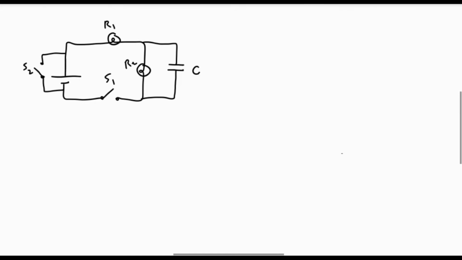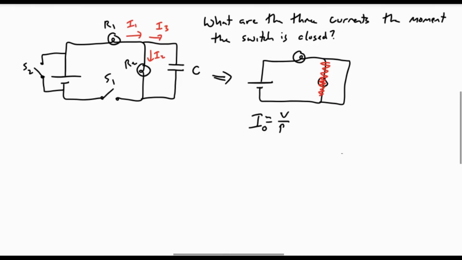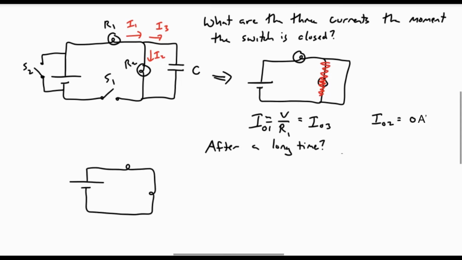Now let's take a look at our second circuit, where the capacitor is in parallel with one of the two bulbs. We have 3 separate currents in this problem, and we want to know what they are the moment the switch is closed. As before, let's redraw it without all the extraneous stuff. And remember, a discharged capacitor acts like a wire, and so it short circuits the second bulb. This makes the initial current in wires 1 and 3 V over R1, and the initial current in wire 2 0.